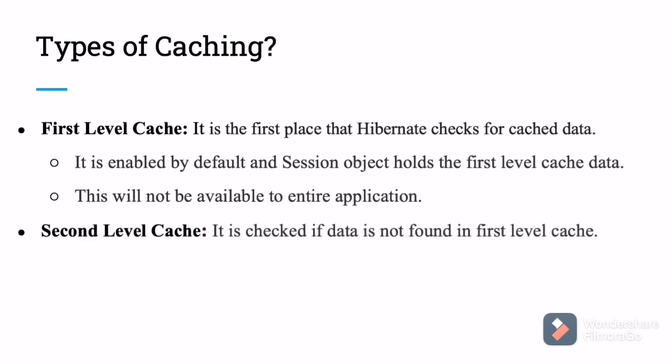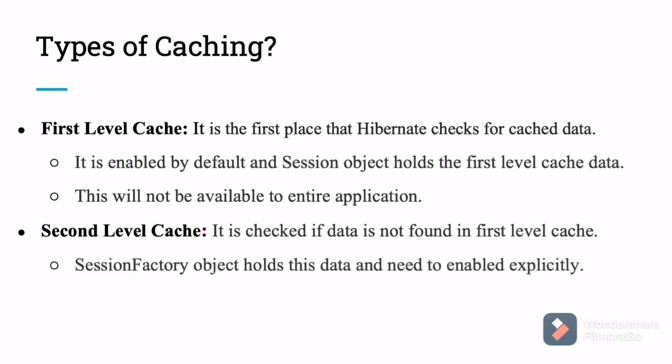Then second level cache. If data is not there in the first level cache, then it will check in the second level cache. This second level cache will not be enabled by default. That is, we have to enable it explicitly. And where will this be? The SessionFactory object will hold this data. This cache is available to the entire application.